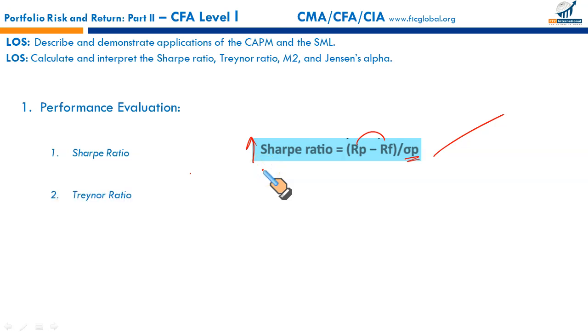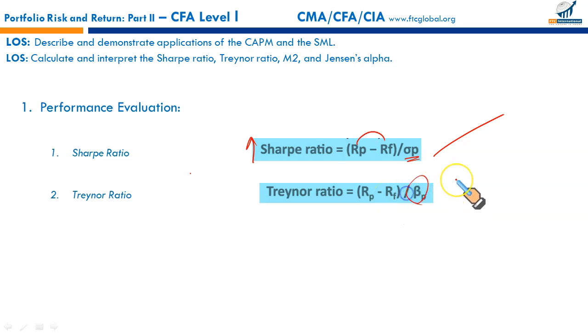Then we have the Treynor ratio. This ratio, as you can see, is somewhat similar to the Sharpe ratio, but it only considers the systematic risk. But as you can see, beta could be negative or positive, so this ratio would not work for assets with negative betas that move in the opposite direction to the market returns.